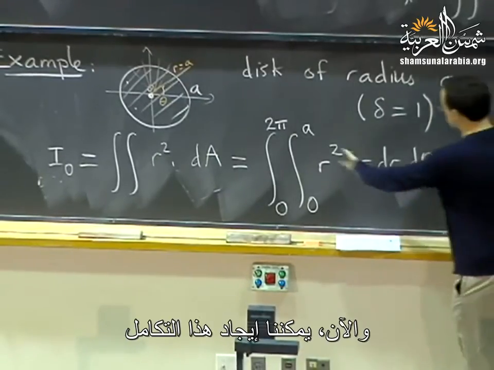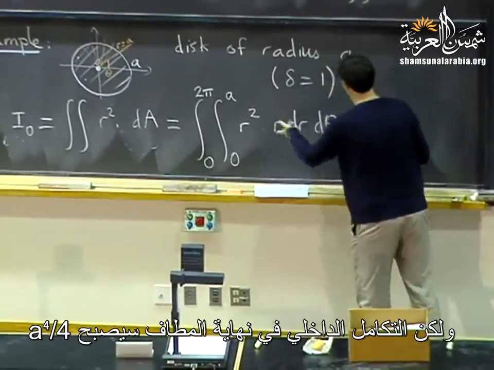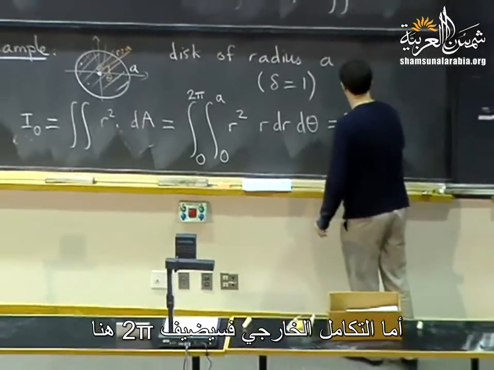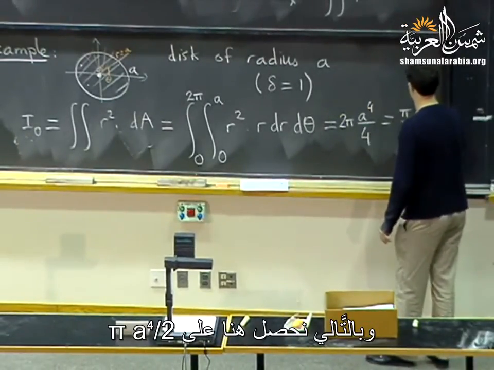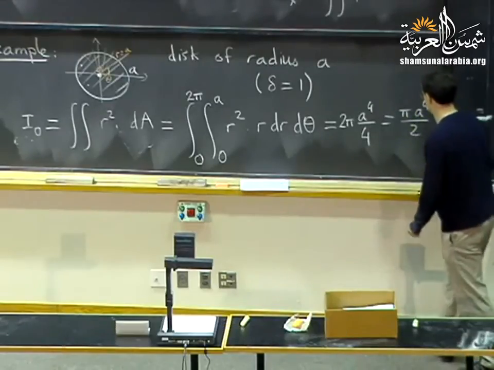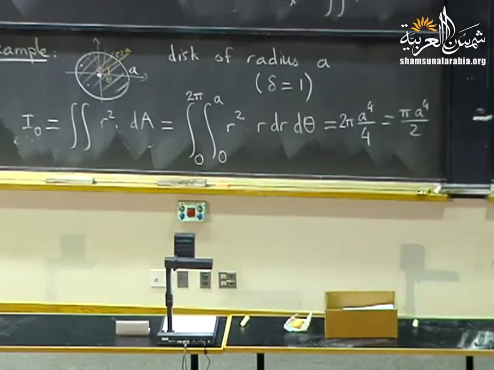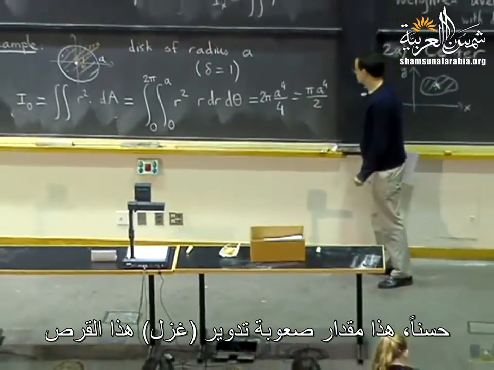And now you can compute this integral. Well, I'll let you figure it out, but the inner integral becomes a to the 4 over 4, and the outer multiplies things by 2 pi, so you get pi a to the 4 over 2. Okay, so that's how hard it is to spin this disk.